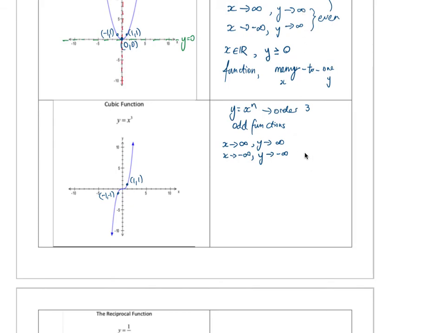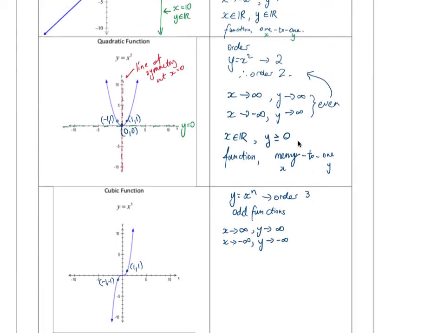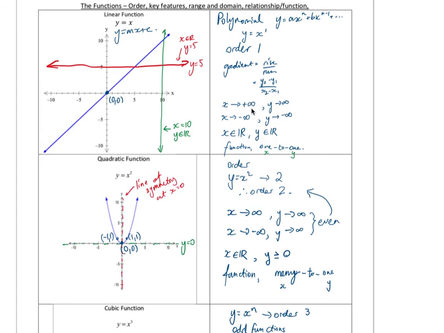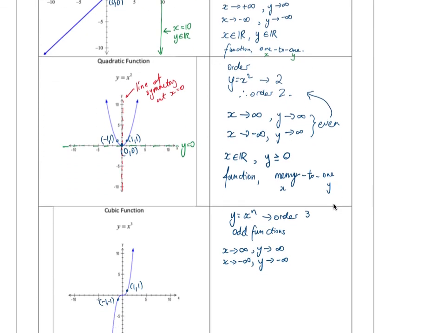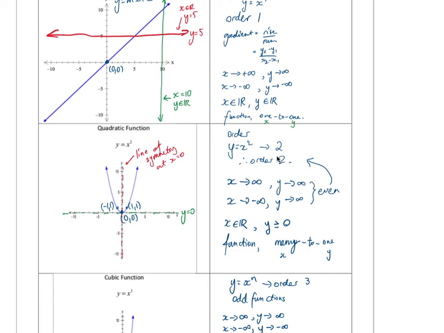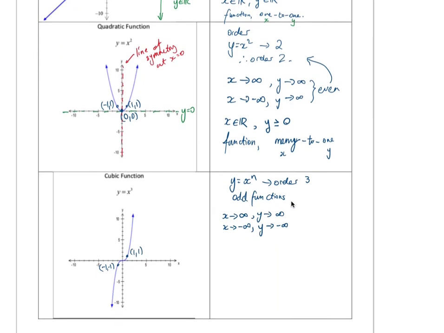Now, we know that the linear function is also odd, so that means it should do the same thing. As x goes to infinity, y goes to infinity. As x goes to negative infinity, y goes to negative infinity. So odd functions have rotational symmetry, whereas even functions have symmetry over the y-axis.